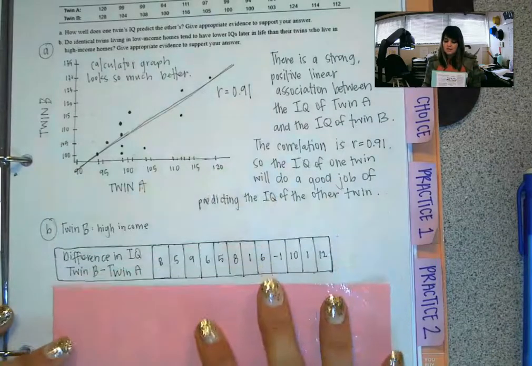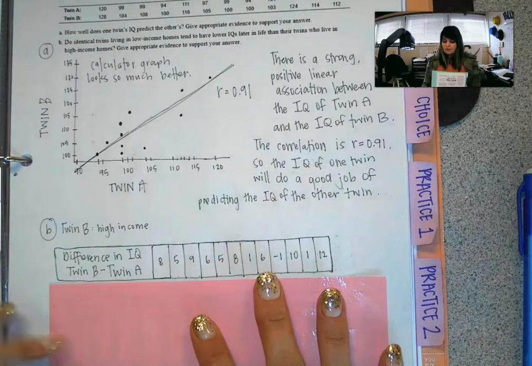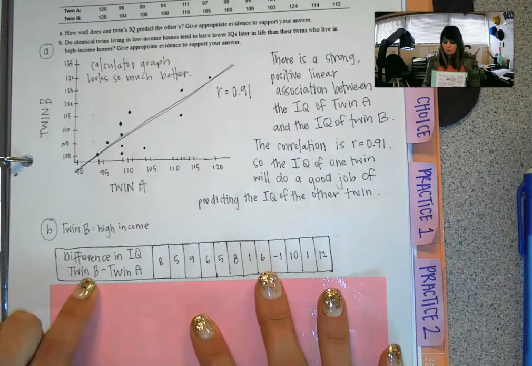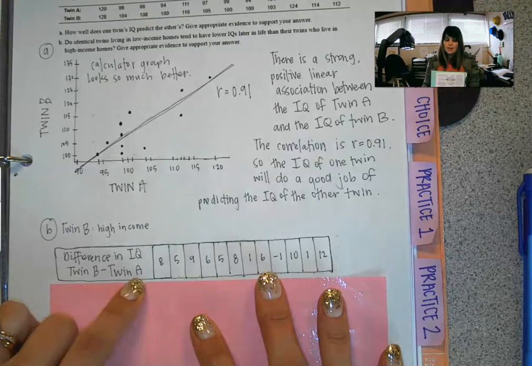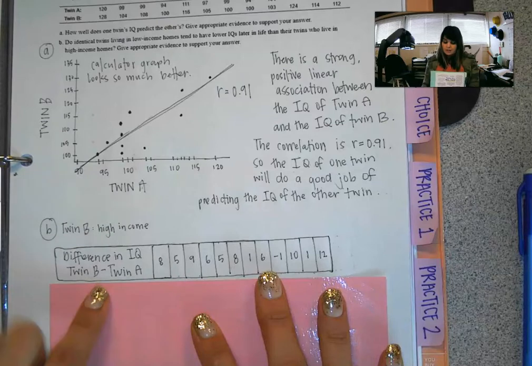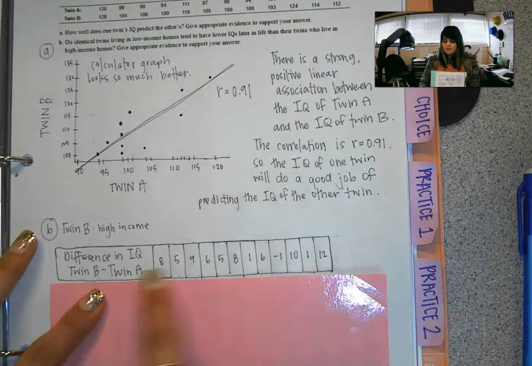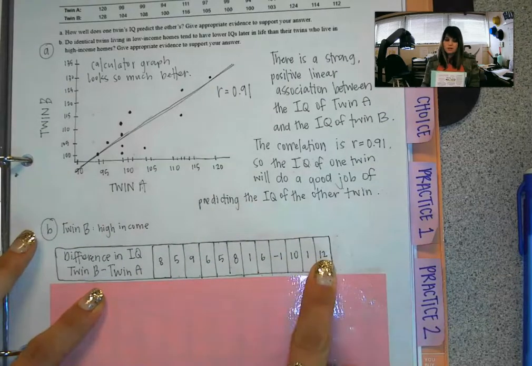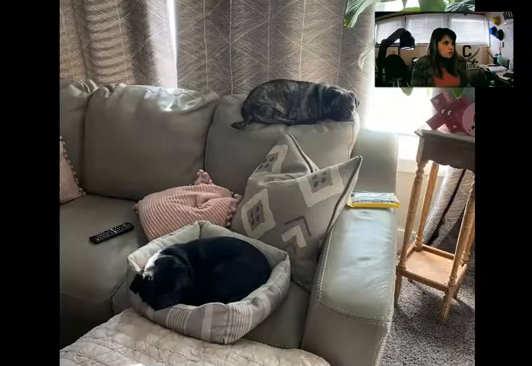Then for B, I found the difference between twin B minus twin A. So twin B had the high income home. So if there truly is a difference, these numbers will be positive, and you can see that they are.